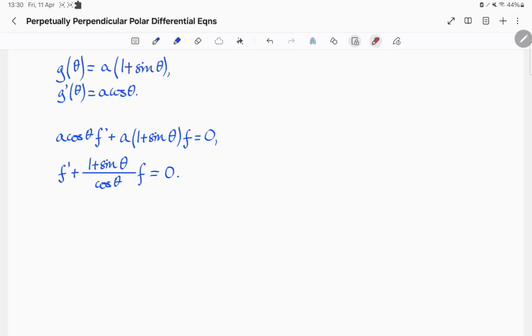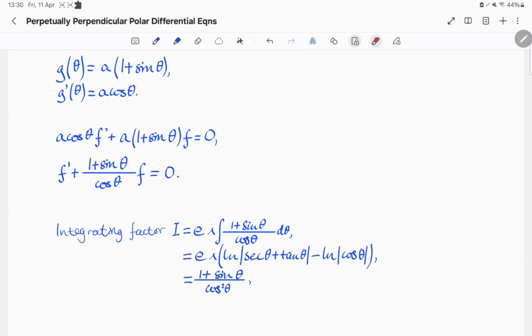Now we will find the integrating factor, I, which is equal to e to the integral of 1 plus sine theta over cosine theta d theta. Evaluating the integral gives the natural log of secant theta plus tangent theta take away the natural log of cosine theta, and this means that the integrating factor simplifies down to 1 plus sine theta all over cosine squared theta.